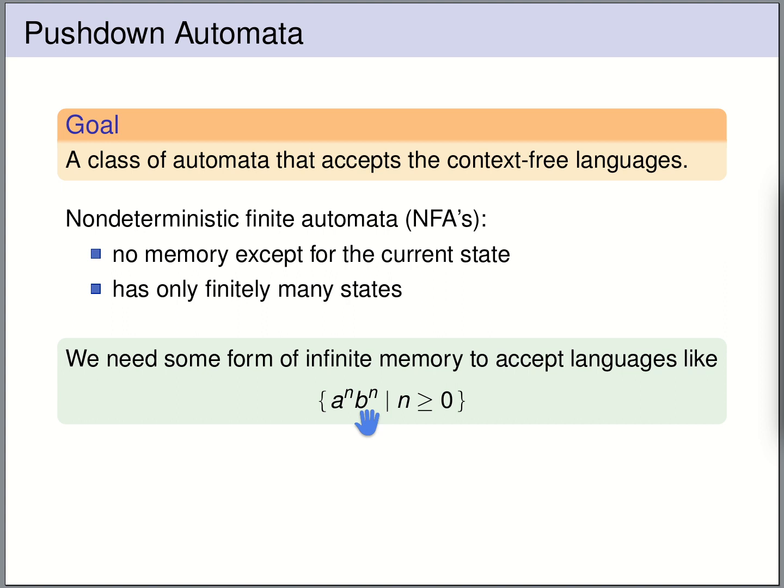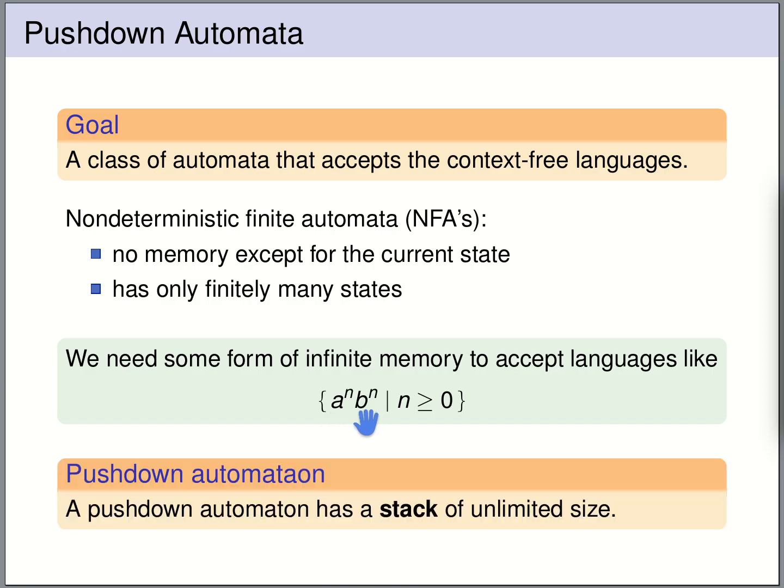So our next goal is to find a class of automata that corresponds to the context-free languages, so that can accept languages like a to the n, b to the n. And the idea is to equip automata with a stack. And the stack has an unlimited size, so it can be used to perform things like counting.